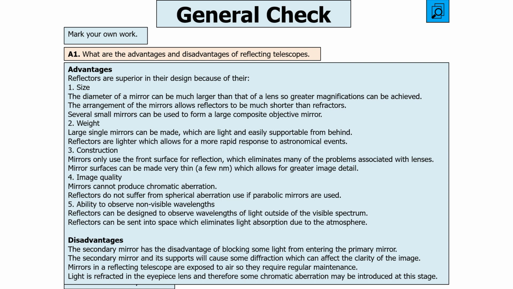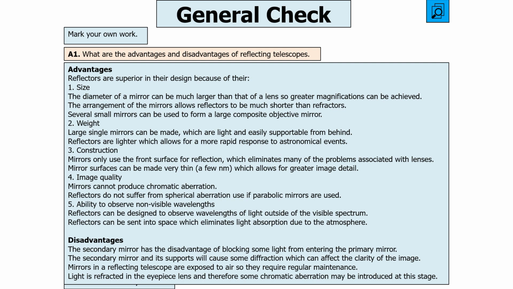Now, mirrors cannot produce chromatic aberration, but they will suffer from spherical aberration, but only if non-parabolic mirrors are used. And again, reflectors can be designed to observe wavelengths of light from outside the visible spectrum, so reflectors can be sent into space, which also eliminates light absorption due to the atmosphere.